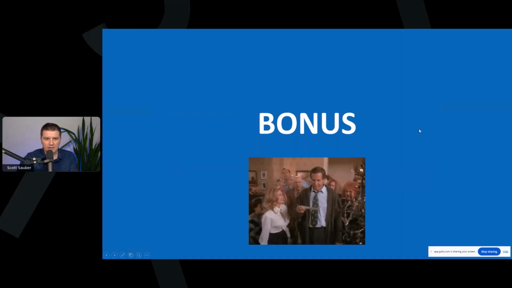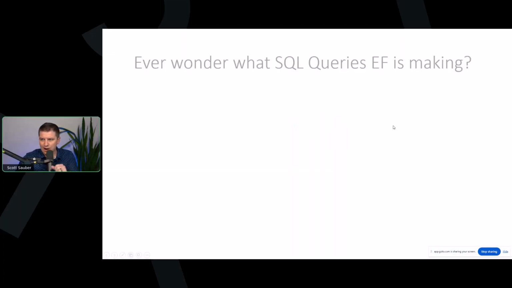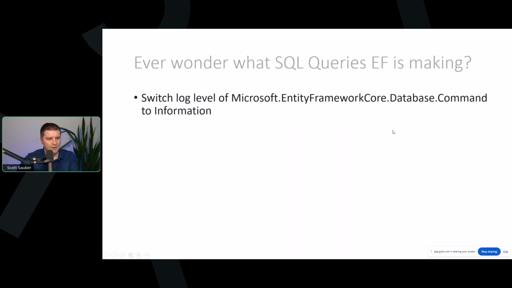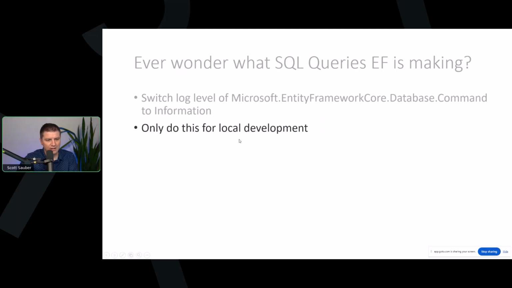All right. So next we're going to do some rapid fire bonus topics. If you've ever wondered what SQL queries Entity Framework is making under the hood, switch the log level of Microsoft.EntityFrameworkCore.Database.Command to Information, and then you'll start to see it. I'll show an example of that here in a second. However, make sure you only do this for local development. Do not do this for production, because you're going to create so much noise in your logs in production. So do not do that.